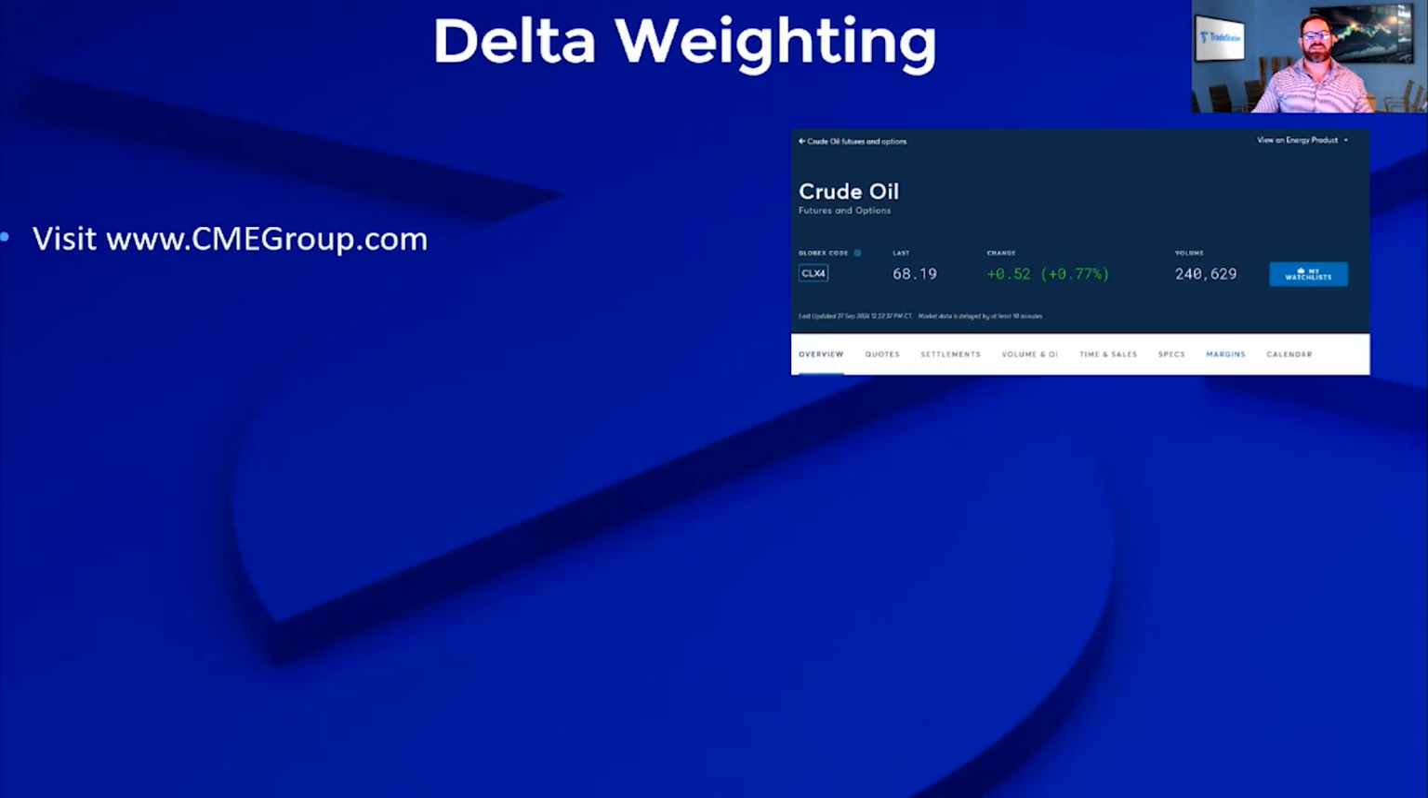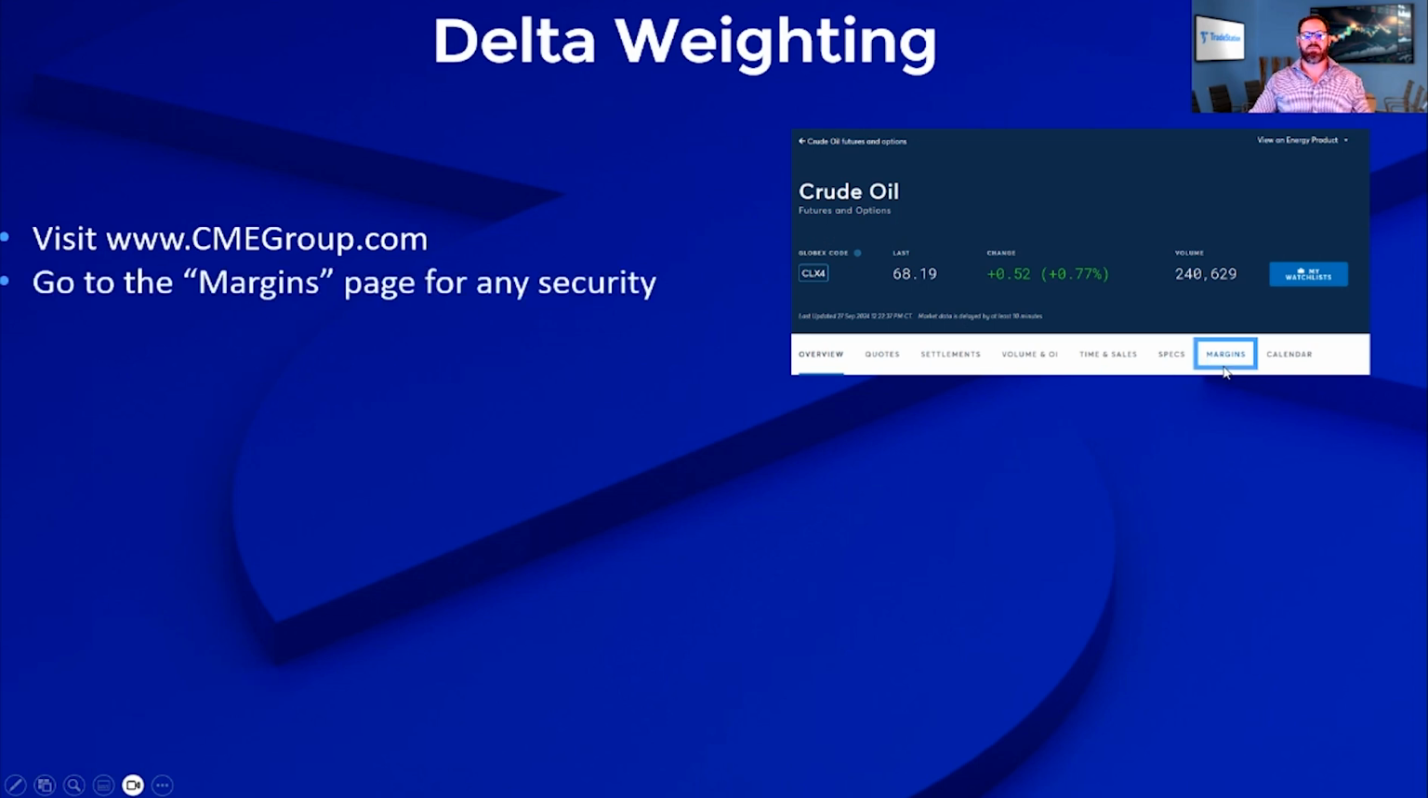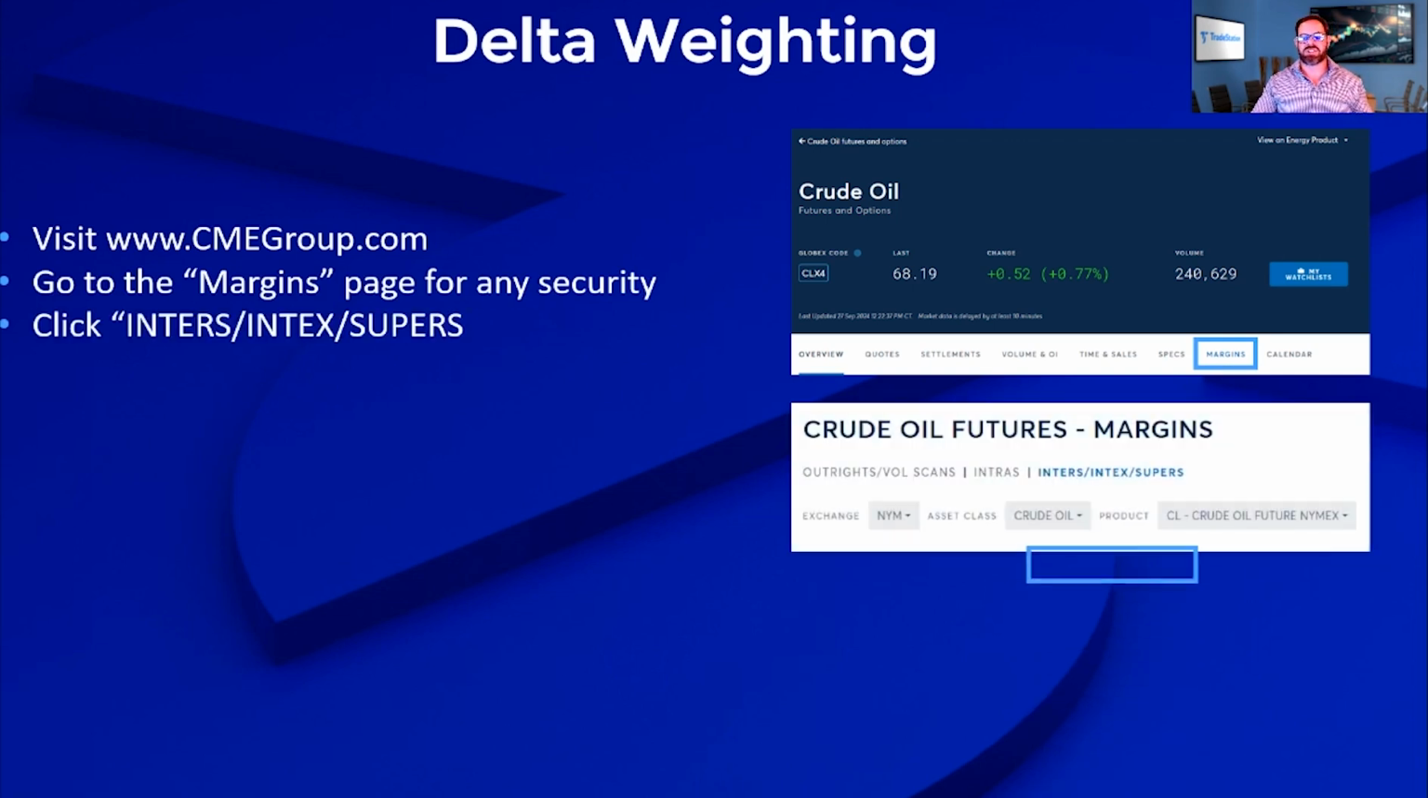So you can go to the CME Group and you can bring up any security. I happen to have brought up crude oil. And what you'll see on crude oil when you go to their page is right there, it says margins. So you can click on margins for any security, and then you can get to whatever ones you need there. Because what it'll do is it'll bring up the margins for that particular security. Outrights are the normal margins you would expect for directional trading. Intra, well, that's self-explanatory. It's intra-market spreads, and you can choose which months.